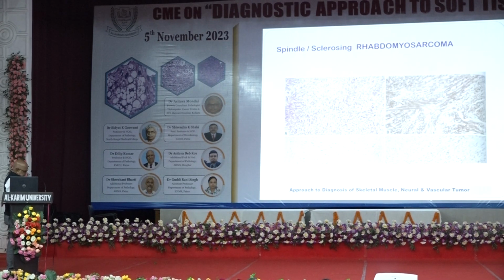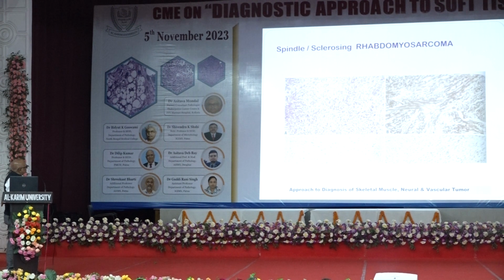This is another slide. You can see these spindle cells closely packed, very cellular, and this desmin positivity. See this desmin positivity in a cellular pattern. This is, I think, H3K20Me2 positivity to differentiate it from malignant peripheral nerve sheath tumor. It will be lacking in that; it will be positive in this sclerosing rhabdomyosarcoma.